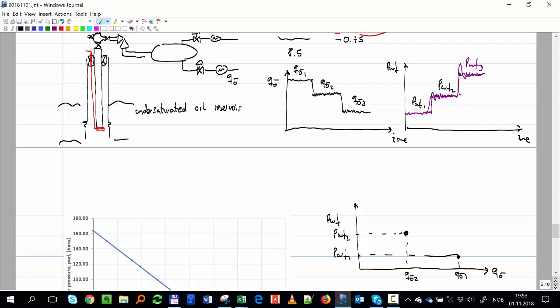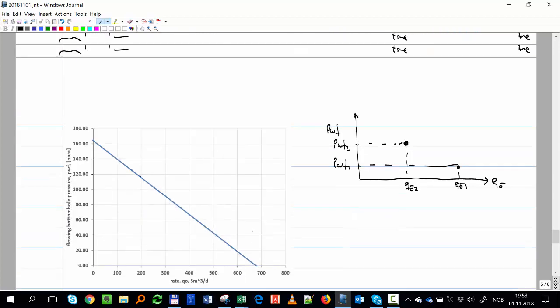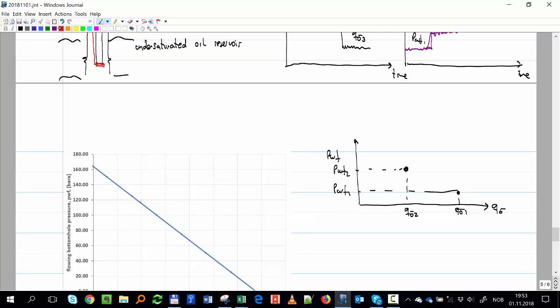They should give you a line, right? Exactly the solution that we found now. It should be a line. So the third point should be, if I follow a line exactly through these 2 points, the third point should exactly fall here, QO3 and then PWF3.